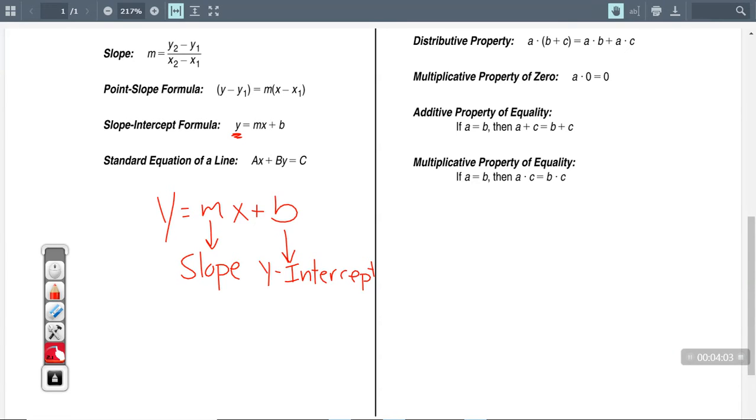Some reminders about our slope. Our slope reminder is right here. It is equal to m, which should remind you that m represents my slope. In this case it says y2 minus y1 over x2 minus x1. That's another way to say change in y over change in x. And remember, this little triangle symbol, this delta, from Greek, represents the words "change in."